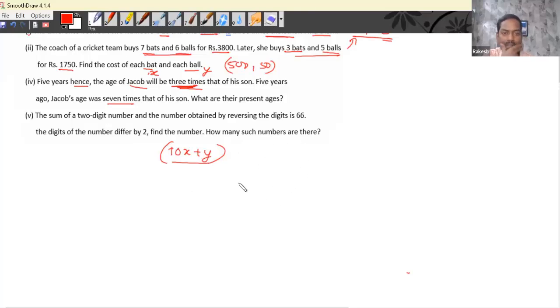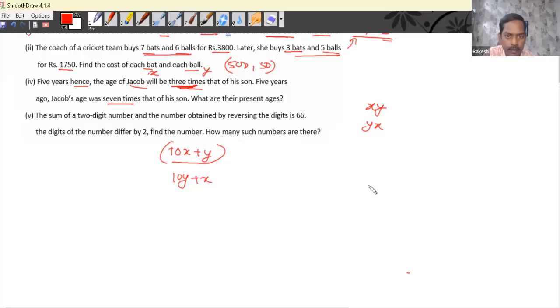Next, this is my assumption. So a number formed by reversing the digits. Reversing the digits in the sense, what will happen? Now, if the number is in this particular way, the new number will be this. y will be at the tens place and x as a digit will go to the unit place. So the number after reversing would be what? 10 times y plus x.